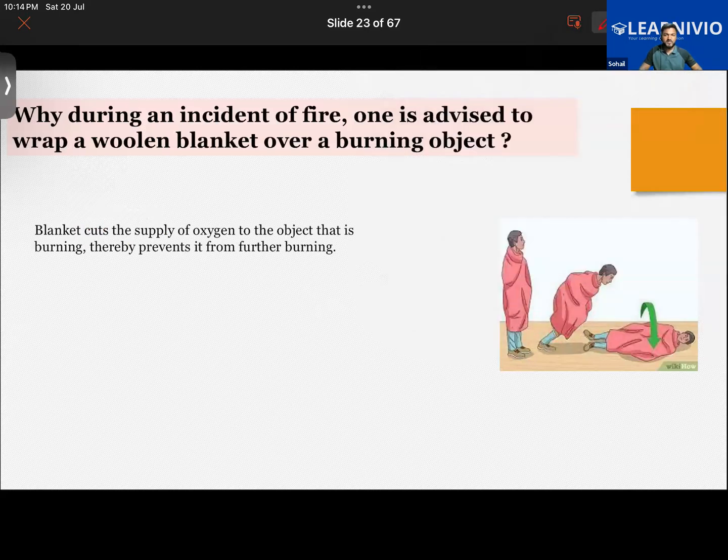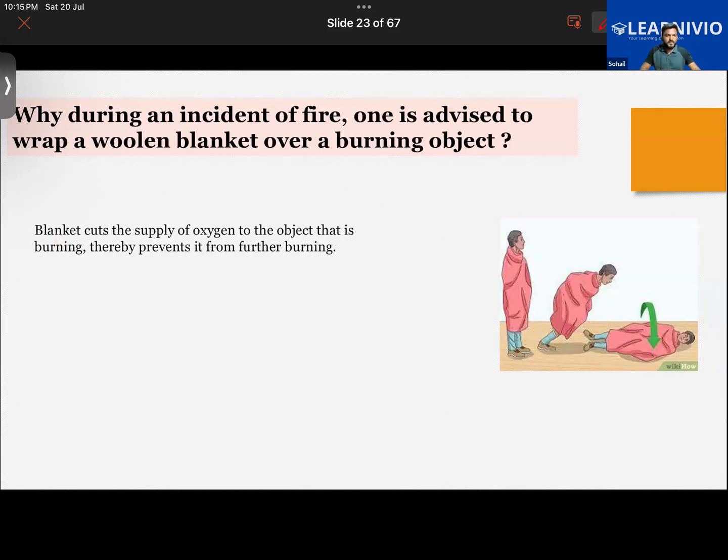Now it's a common thing, whenever a person catches fire, a blanket is used to extinguish the fire. So what could be the reason behind doing this? Yes, what could be the reason behind this? Read the given paragraph. I shall read this paragraph.